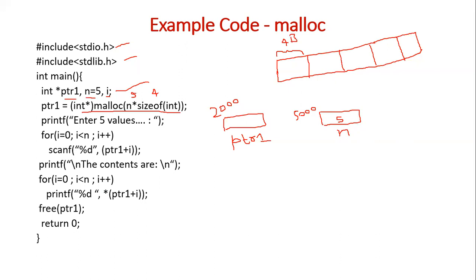So if the starting address is 1000, then this will be up to 1003. Next will be 1004, 5, 6, and 1007, up to 1007. Next will be 8, 9, 10, and 11, so that will be up to 1011.